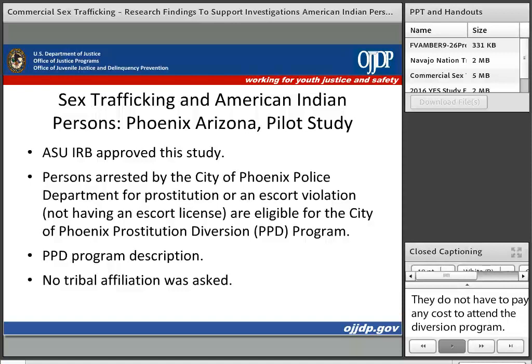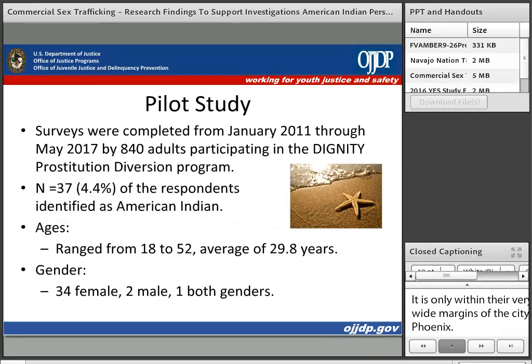The diversion program was started in 1997 by a sex trafficking survivor who worked with Catholic Charities, who's the provider, and the city to design a program led by survivors to support persons who are being prostituted or trafficked in the exiting process. This is not culturally specific to any group. It's a regional program, only within the very wide margins of the city of Phoenix, which is a huge community. We did not ask for any tribal affiliation. We simply asked what the person's race and ethnicity was, but we didn't ask what tribe they were from.